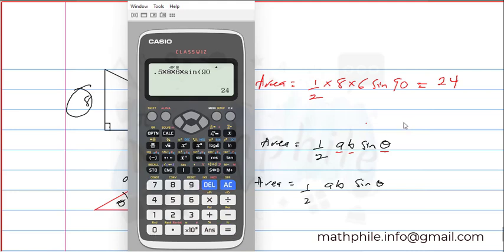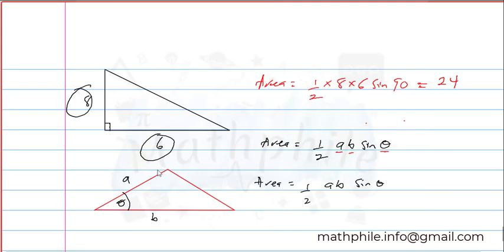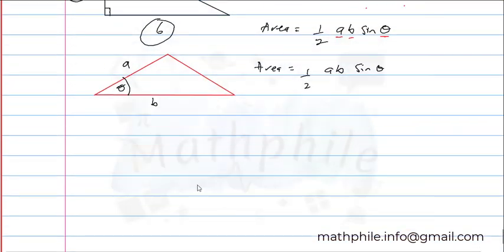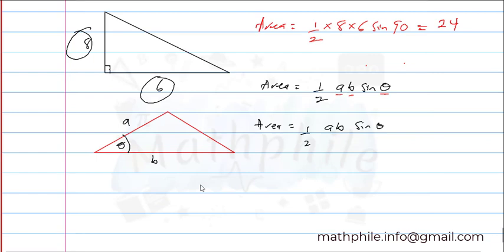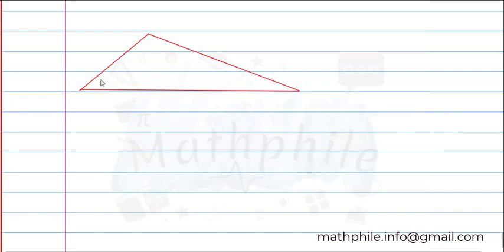This will give you 24 as well. So this is a better way of finding the area of a triangle instead of going through that lengthy process. So let's take a random triangle this way. Let's say this is 45 degrees, and this is 10, and this is 18.